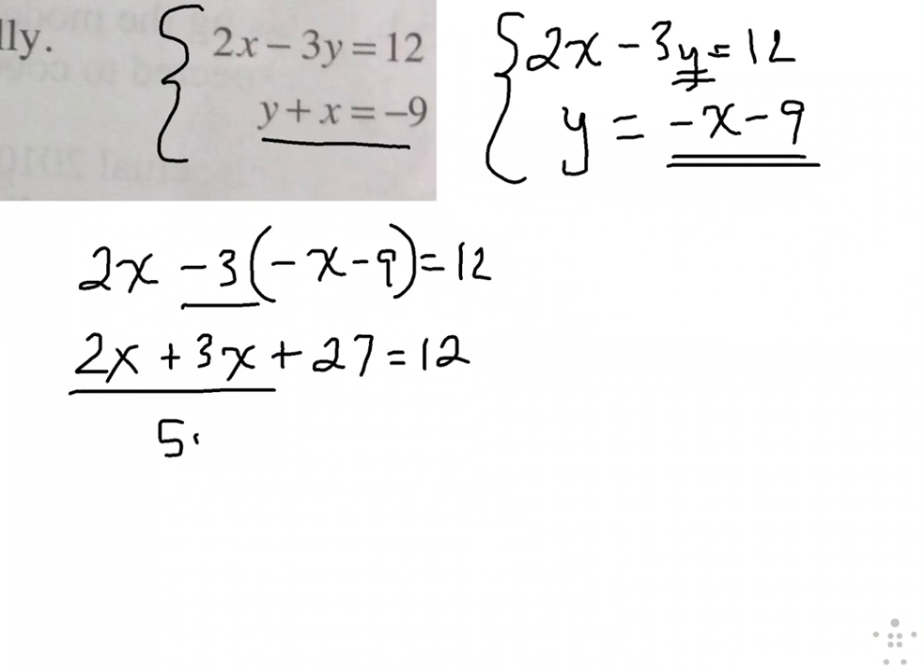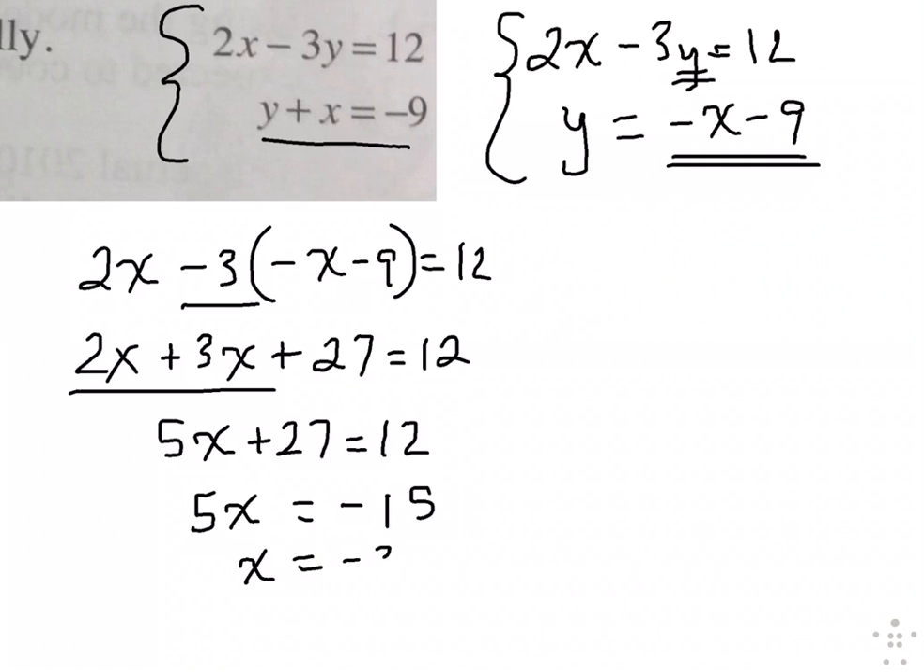And we combine our like terms. 2x and 3x is 5x plus 27 equals 12. And we subtract 27 from both sides. So 5x equals, and 12 minus 27 is negative 15. And then we divide both sides by 5 and we get x equals negative 3. And we're not done. Don't box that and move on. We're halfway done. We solved for x.